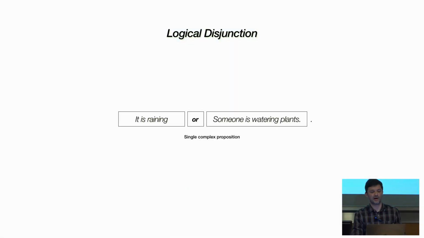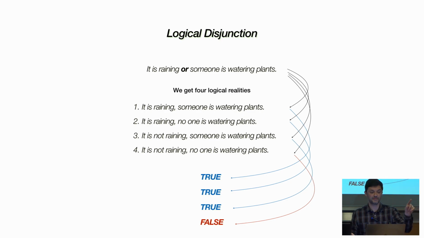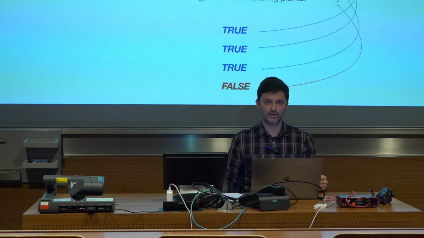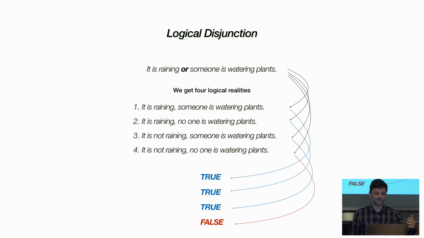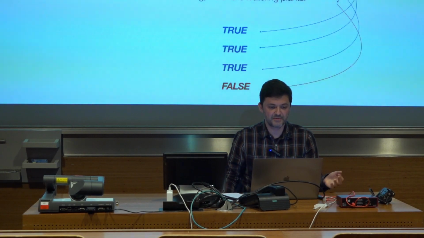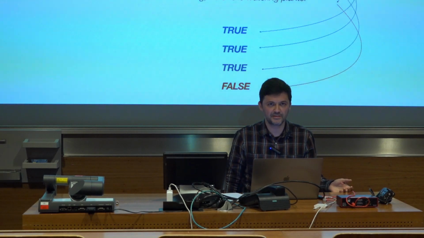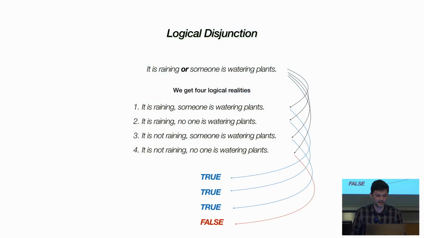And now let's see how this or works, how this disjunction works. So we have a statement which is combining two statements. One is it is raining, and the other one is someone is watering plants. The combined statement is it is raining or someone is watering plants. And now we have these four logical realities. In one it is raining, someone is watering plants. In one it is raining, but no one is watering plants. And we are asking, it is raining or someone is watering plants. Is this a true statement if it is raining and someone is watering plants? Well, yes, because what I'm saying is that it is raining or someone is watering plants, yeah? So it must be true if it's actually raining and someone is watering the plants.